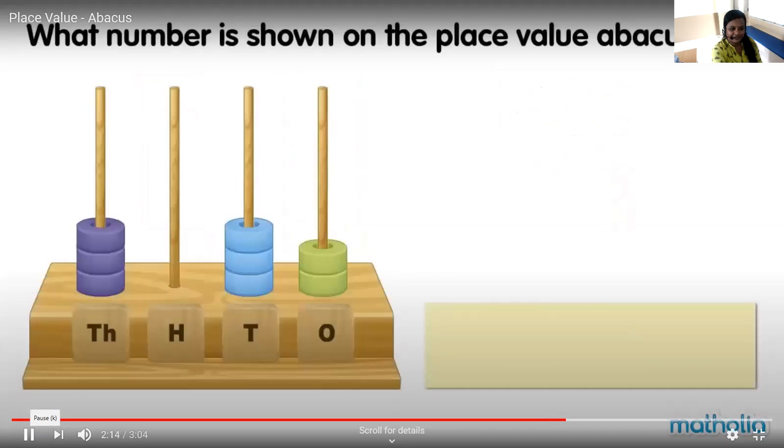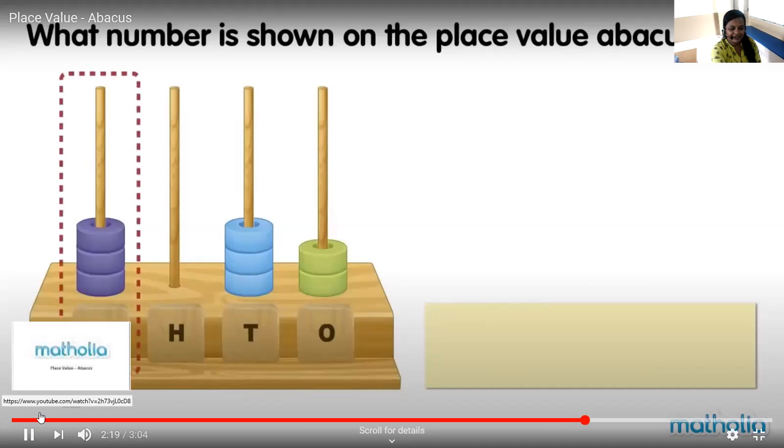What number is shown on the place value abacus? Would anyone like to try for this? Yes. We have 3 beads. We have 0 in the hundreds, next 3 in the tens and 2 in the ones.